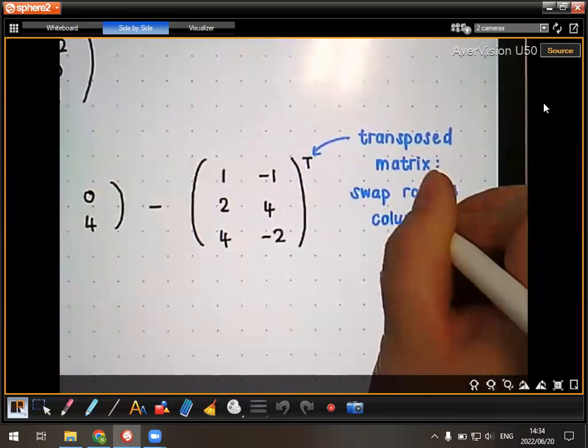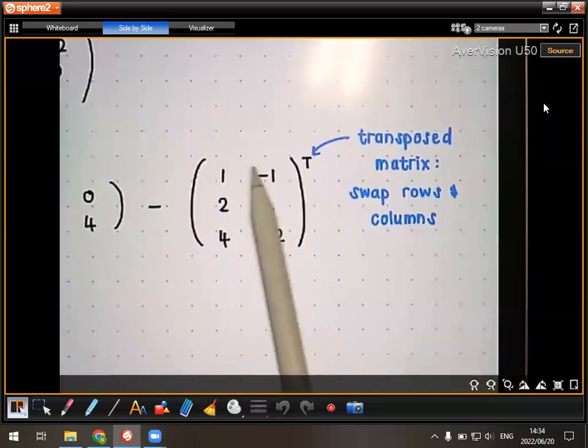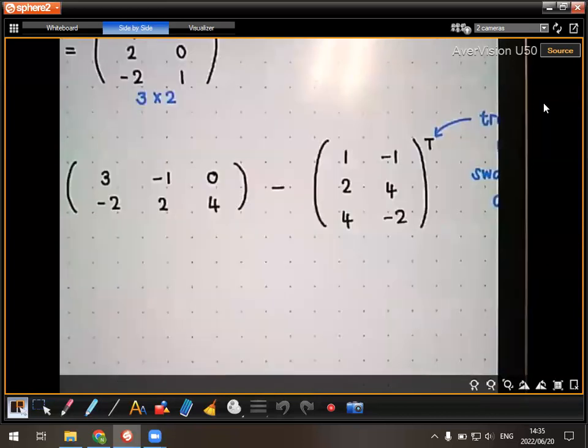Now the transpose or the transposed matrix is where you swap the rows and the columns around. Okay, so swap. Is that with an A or an R? Well, it must be with an A. Swap rows and columns. So as soon as you see that T, you are going to have to take the matrix that's given and swap its rows and columns around.